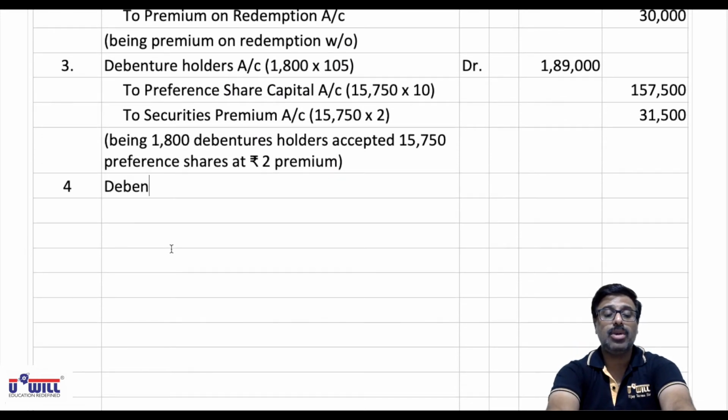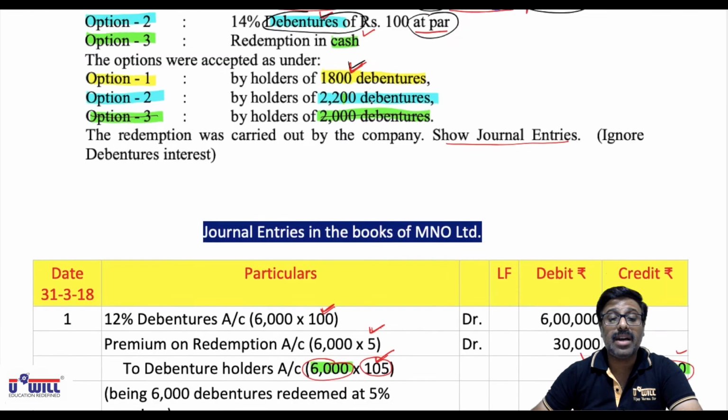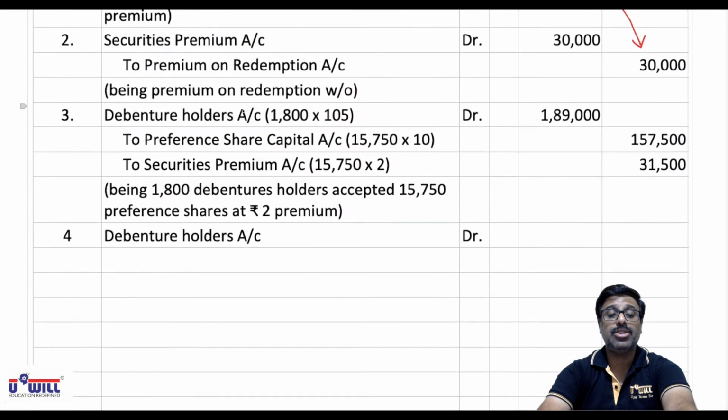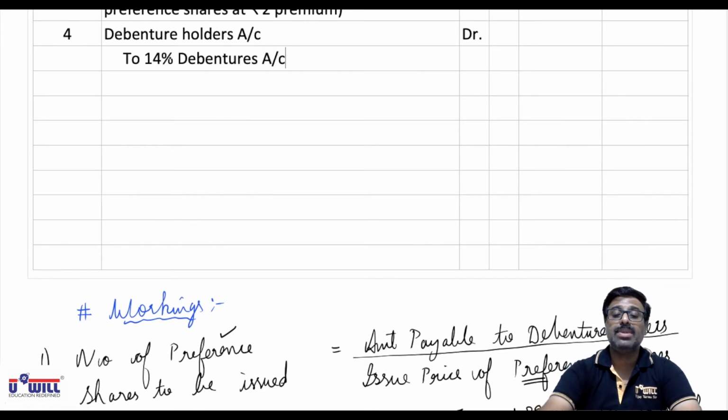So again, debenture holders are the receiver, debit the receiver. Debenture holders account debit. And now we are giving them new debentures at par. Which debentures we are giving them at par? 14% debentures. So to 14% debentures account, okay, we are giving them 14% debentures at par. So to 14% debentures account.